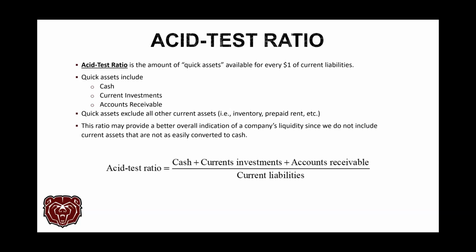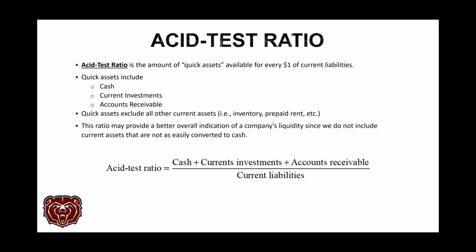The acid test ratio is our third measure of liquidity that we'll talk about. The acid test ratio is a little different. It's like a more refined current ratio, okay? We're only going to look at what we consider to be quick assets, okay? These quick assets include your cash, your current investments, and your accounts receivable. We consider those to be the most liquid assets that we have. They're the easiest to turn to cash, so they're the only ones we're going to count as a quick asset.